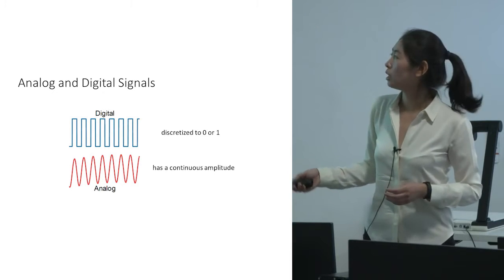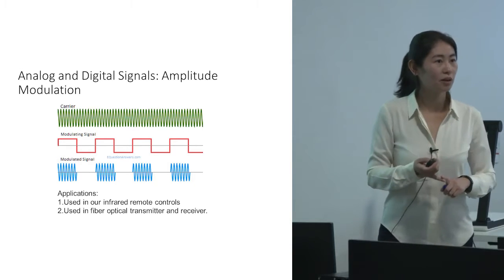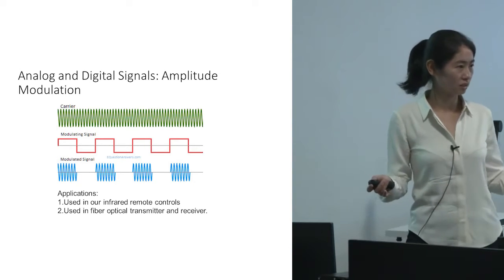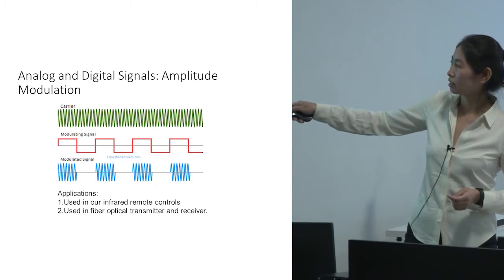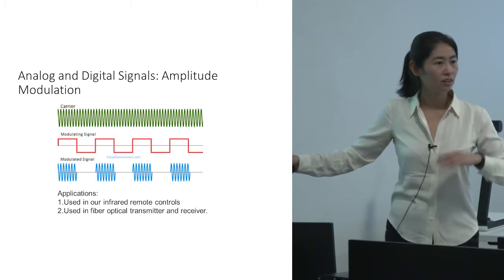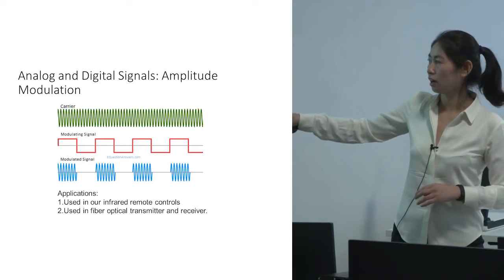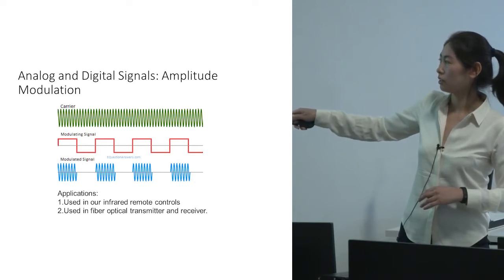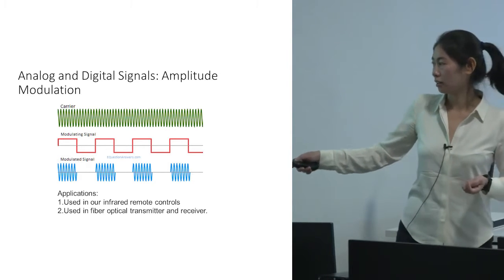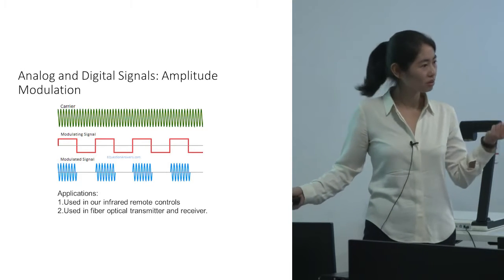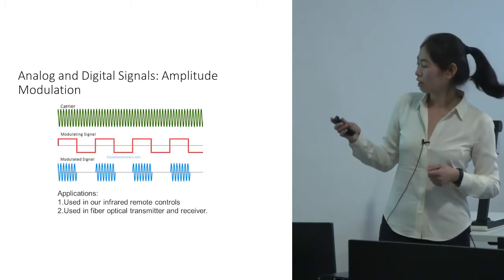I can also do modulations to digital signals, and there are two types of modulation. I think you've heard about amplitude modulation. For example, I have a signal here, and I can apply another signal, an on and off signal. So I modulate the amplitude on and off. When you receive the signal, you get on, on, and off. This type of amplitude modulation is constantly used in our infrared remote controls or in fiber communication, transmitter, receiver.